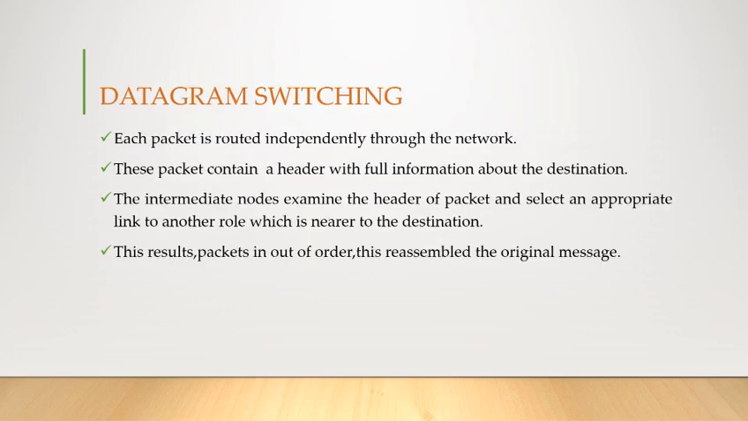Datagram switching is a connectionless switching. Each independent entity is called a datagram. A datagram contains destination information and the intermediary devices use this information to forward datagrams to the right destination. This packet contains a header with full information about the destination. The intermediate nodes examine the header of the packet and select an appropriate link to another node which is nearer to the destination. This results in packets arriving out of order, which are then reassembled into the original message.